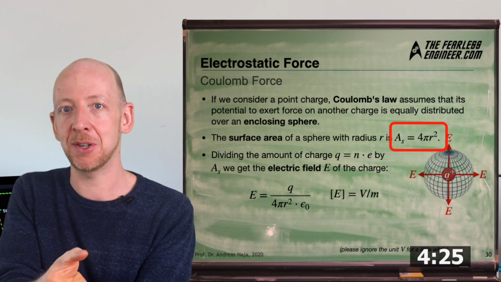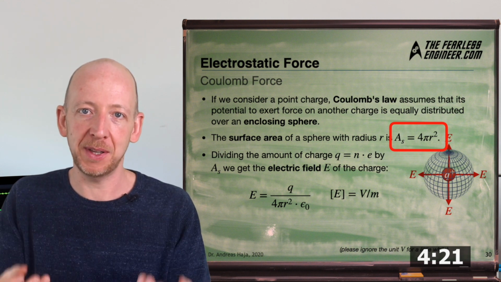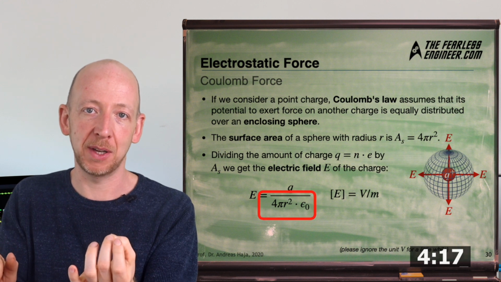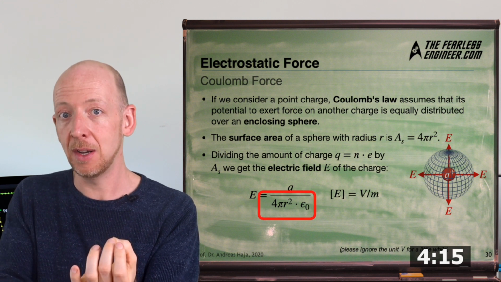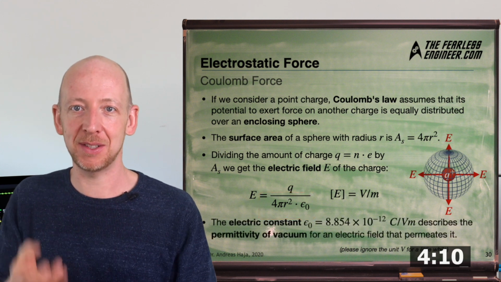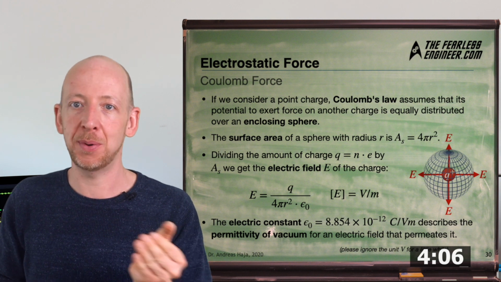Let's say 10 elementary charges. Let's imagine 10 electrons as the point charge, and the electric field is nothing more than a charge divided by the surface area of an enclosing sphere at a certain distance r. And also we have a constant epsilon 0 here, which is called the electric constant. It's 8.854 times 10 to the power of -12 Coulomb per voltmeter.